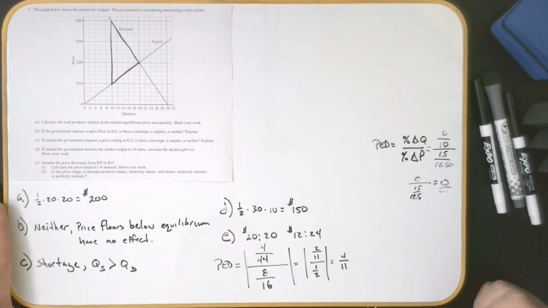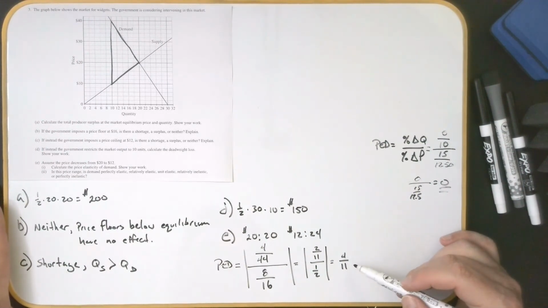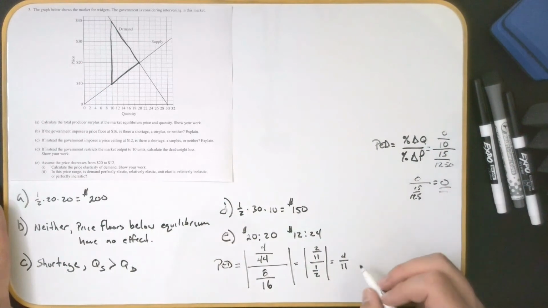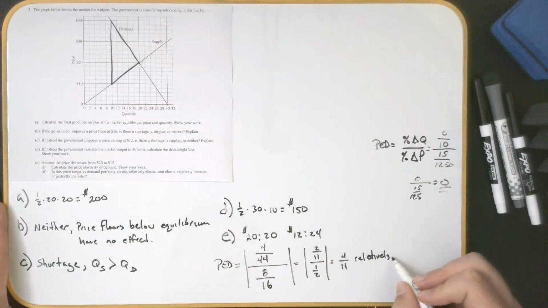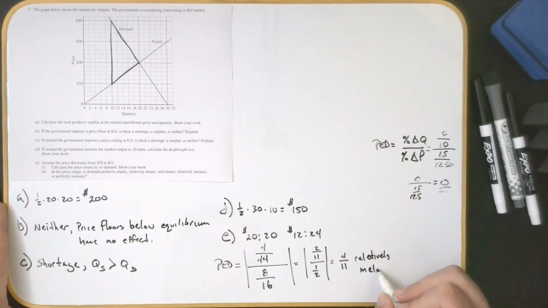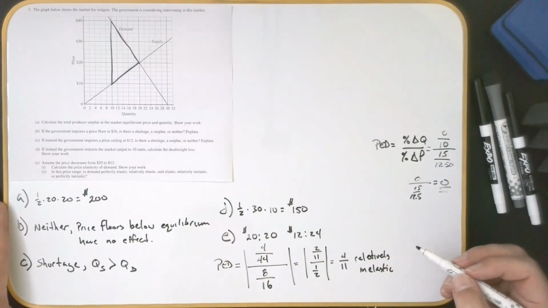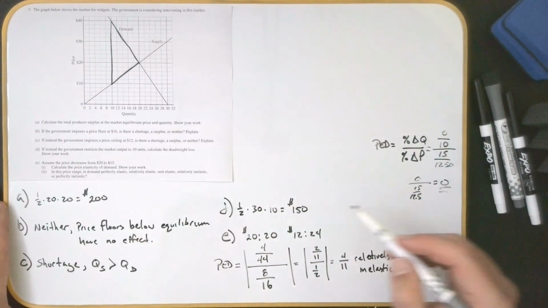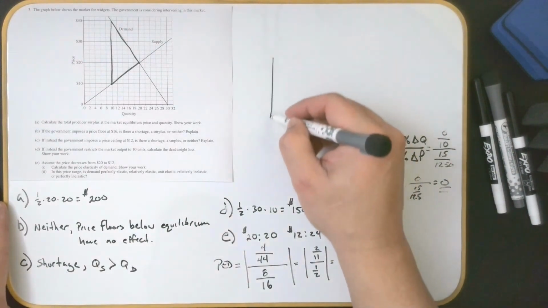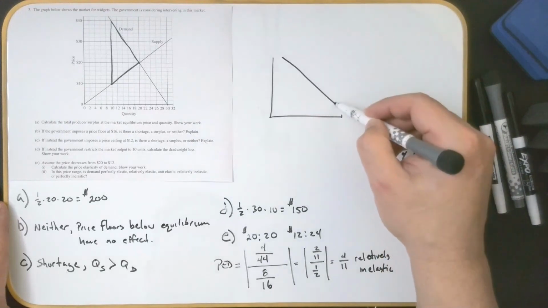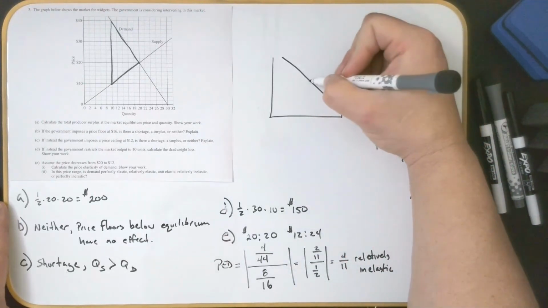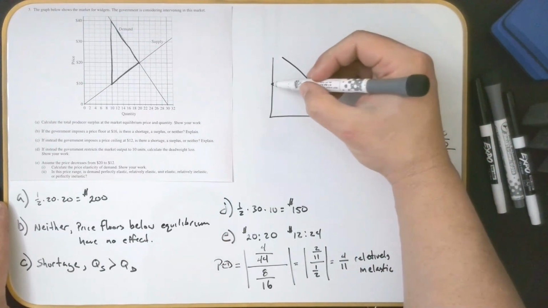Okay, so 4/11 is less than 1. So therefore, our conclusion would be this is relatively inelastic. Okay. But just to review it, I also want to go over the total revenue test. Okay, so I'm going to just draw that up here. The total revenue test, if you remember, the best way to look at it is what happened as you raised prices. So I'm just going to put a coordinate here at 20, 20.